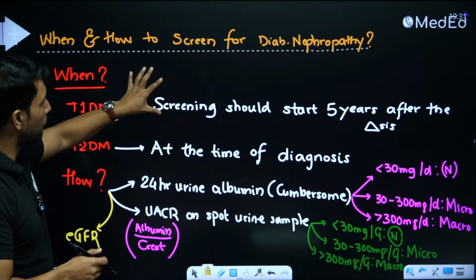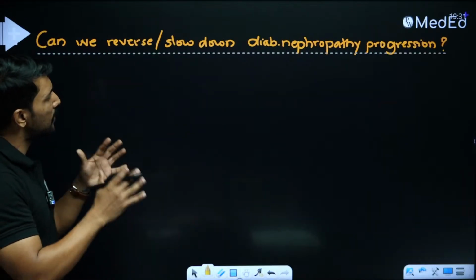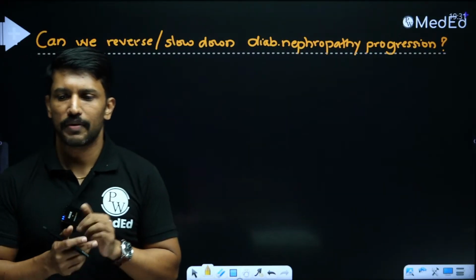Okay, so this now we know when to screen. चलो अब screen भी कर लिया है, and I noticed that the patient is having diabetic nephropathy.